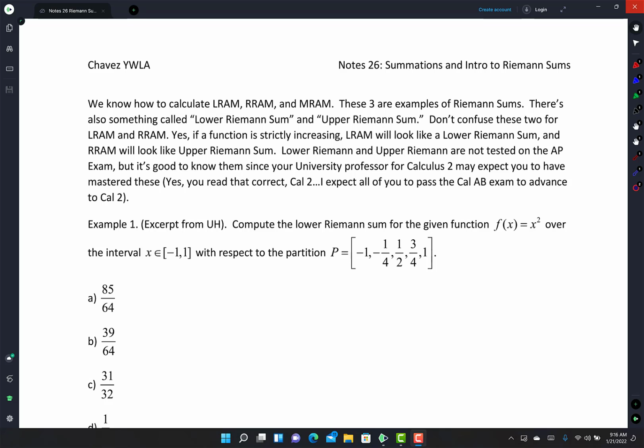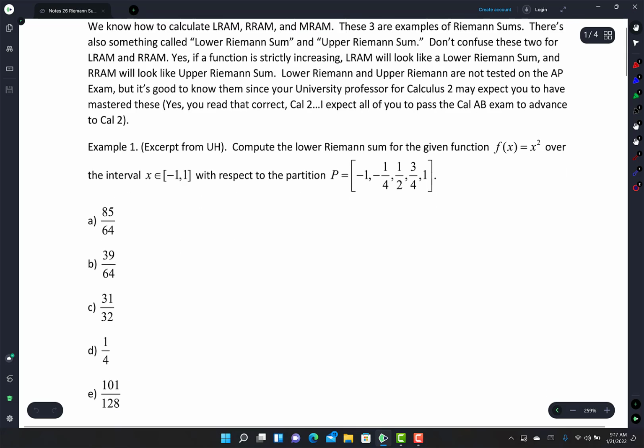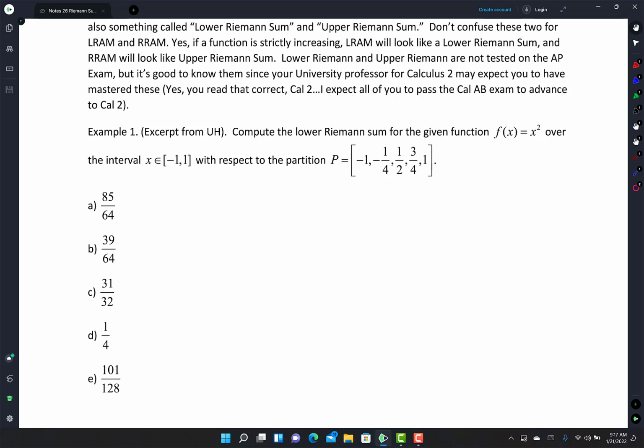With Riemann sums, LRAM, MRAM, RRAM, we did leftmost, we did rightmost, and we did middle. And I just wanted to show you some other types of Riemann sums that the university can do. It's not tested on AP, but that doesn't mean that we shouldn't know it, right? So at the university, they sometimes will do lower Riemann sum and upper Riemann sum.